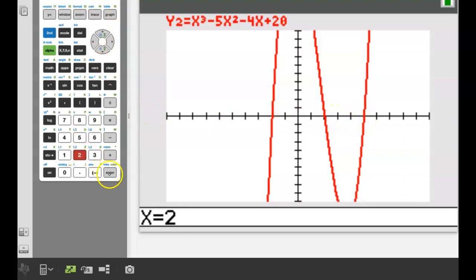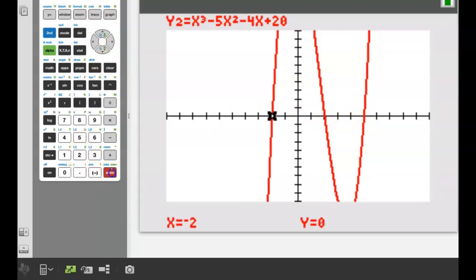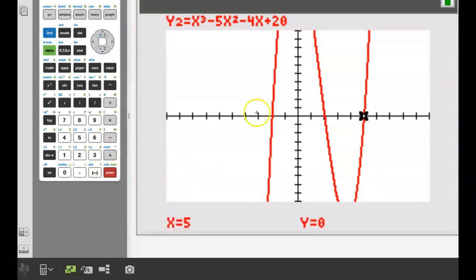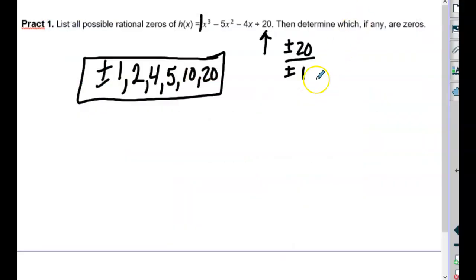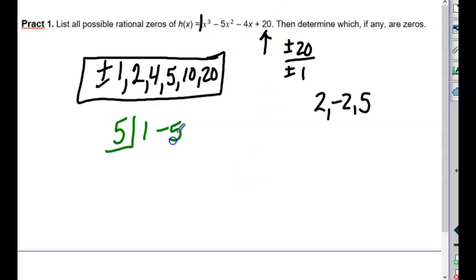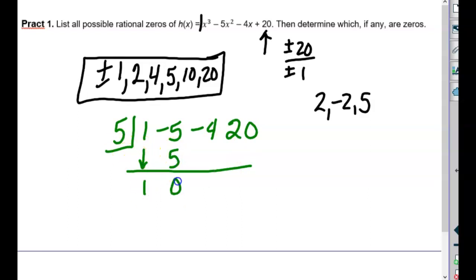If we do trace 2, -2, and 5. Now, if all it asks for is those, you could write 2, -2, and 5. If it asks you to verify them, which it does on the quiz, do you remember how you'd verify them? What did we do yesterday? You'd pick one of them, right? If you don't want to write this down, it's up to you, but you'd pick one of them. I picked the big one because I like to get the big numbers out of the way first. Bring down the 1, multiply, add, multiply, add.